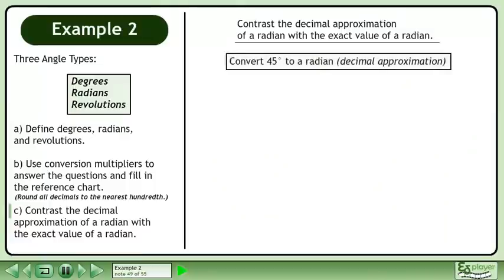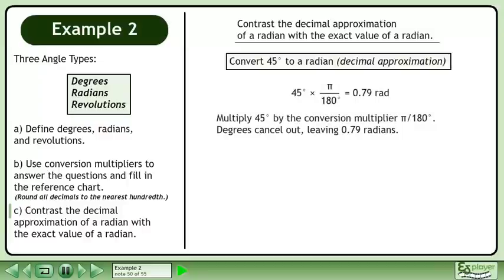Convert 45 degrees to a radian. In this conversion, the answer should be expressed as an approximate decimal. Multiply 45 degrees by the conversion multiplier pi over 180 degrees. Degrees cancel out, leaving 0.79 radians.